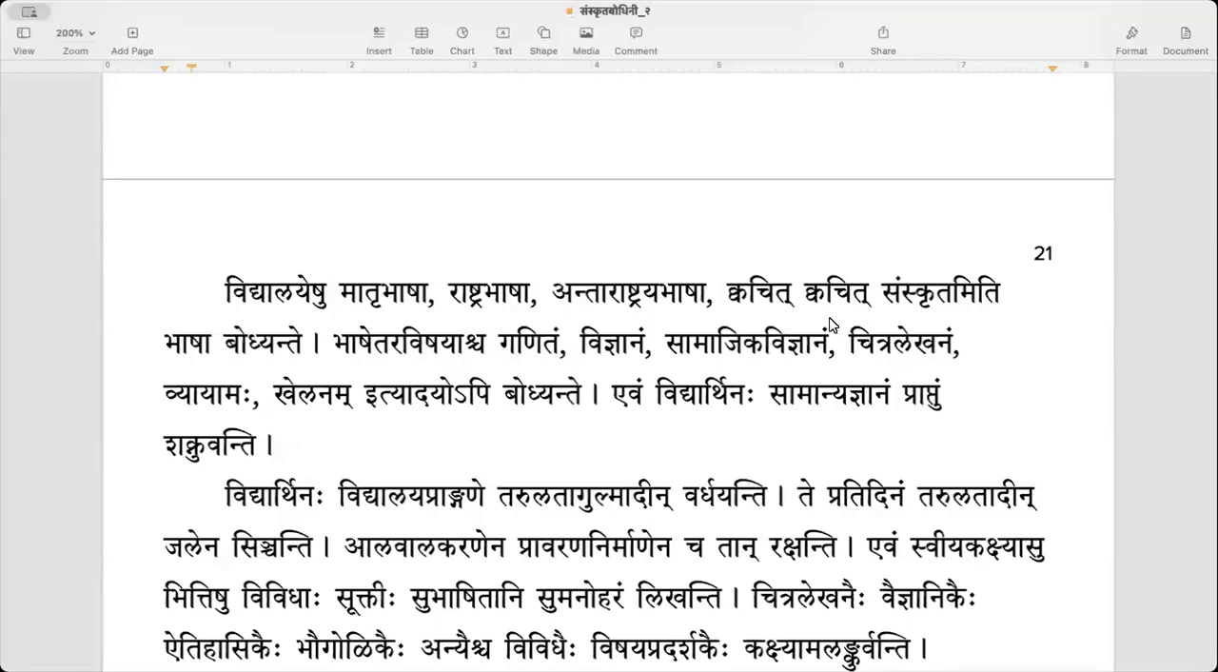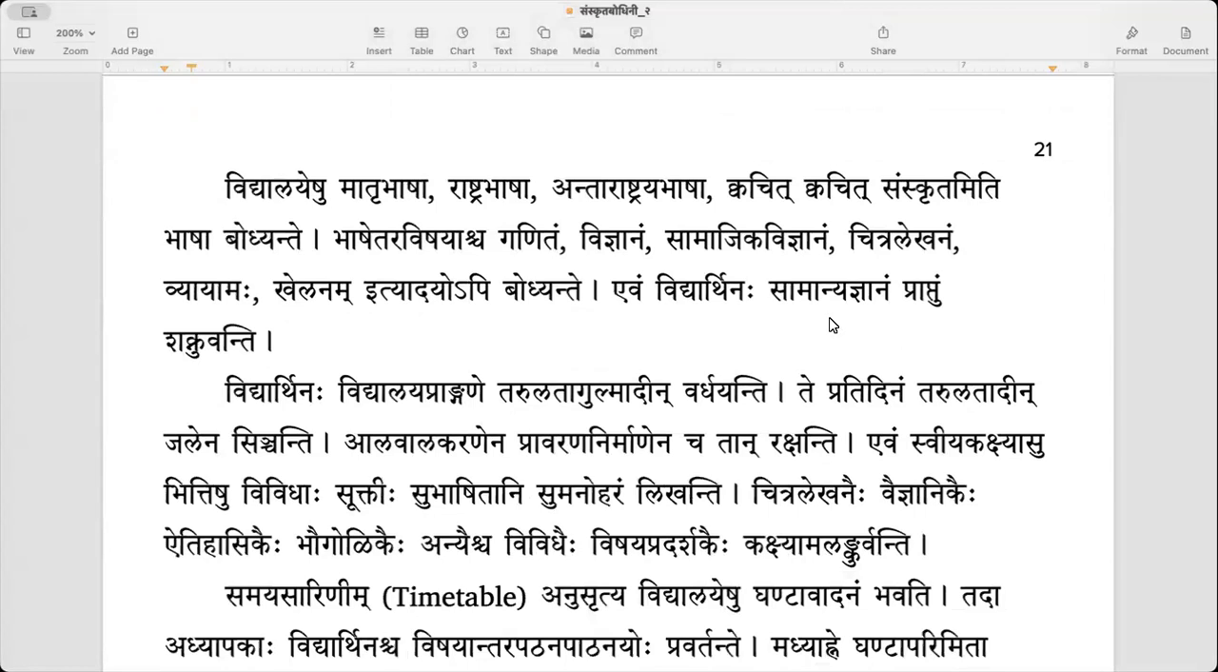Fifth lesson, Vidyalayaha, second from the second page.